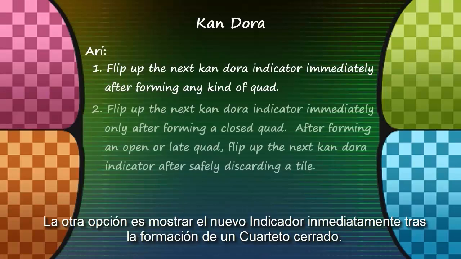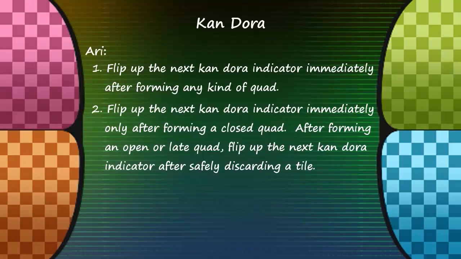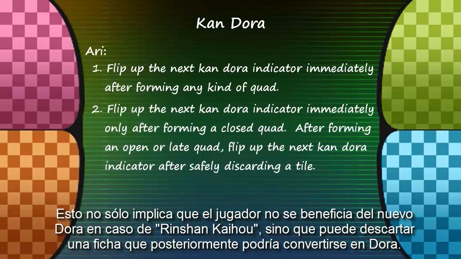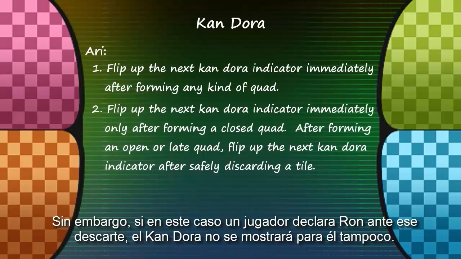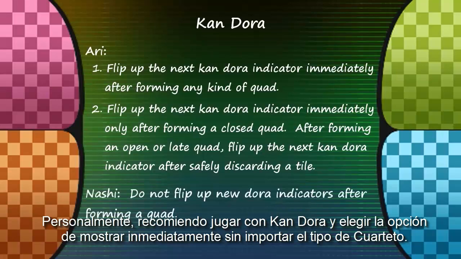The other setting is to flip the next indicator immediately after the creation of a closed quad only. If an open quad or late quad is formed, the next indicator does not get flipped until after the player who declared Kan discards a tile to end their turn. Not only does this mean you don't get the extra Dora indicator for your Rinshan Kaiho, it also creates the possibility of you choosing a tile to discard only to find out too late that it was about to become a Dora. However, if an opponent calls Ron against your discard at this time, the Kan Dora indicator does not get flipped for them either. I recommend playing with Kan Dora and using the immediate timing option for all types of quads.